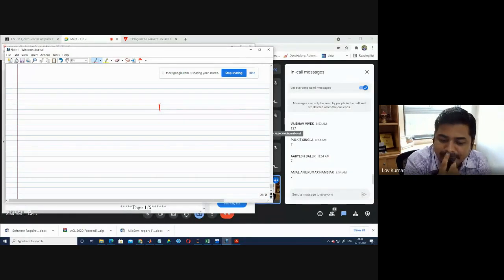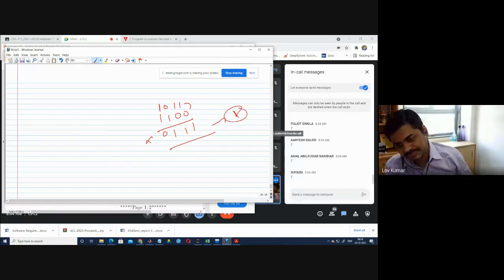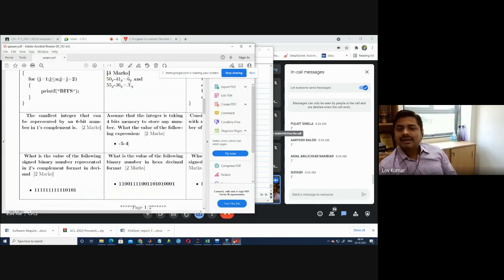This is your minus 8 plus 3, so 0, 1, 1. And minus 4 is minus 8 plus 4, so 1, 0, 0. Can we write? Just we will add the summation: 1, 1, 1, 1 plus 1, 0, 0. This value is the right answer. Plus 7 is the right answer.